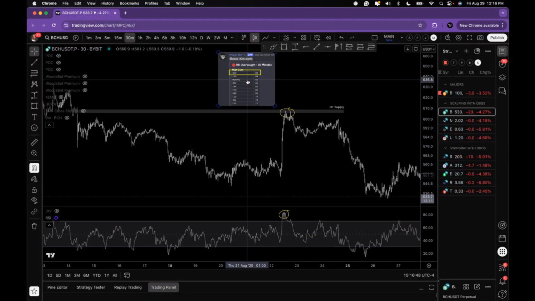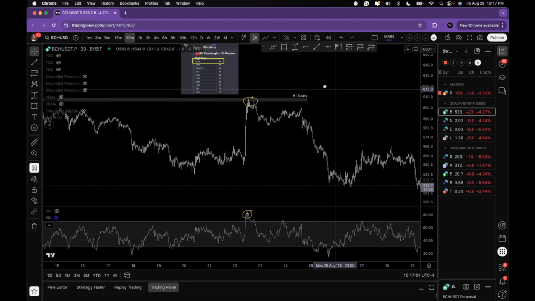Same with Bitcoin, potential reversal coming. This tells you, okay, you could look for a position on BCH. You have the triggers there. You have some general TA telling you that you're trading into a resistance zone, and our bots are telling you that this is overbought, flashing basically look for reversal.